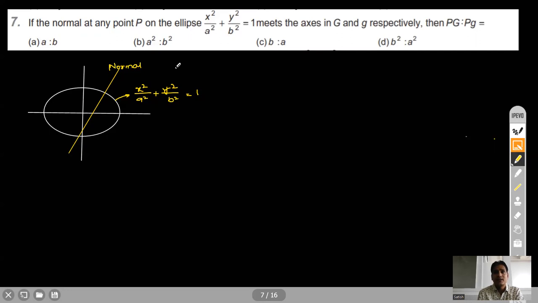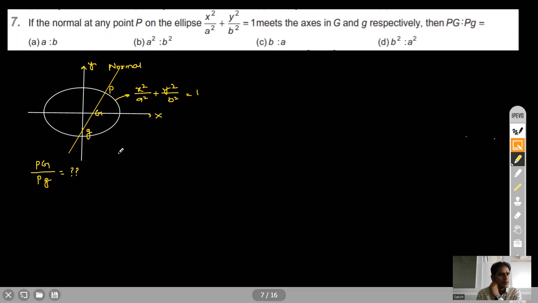Now this normal is meeting the x-axis. This is our x-axis and this is our y-axis. So this is meeting the x-axis in G. What does it mean? This point is G basically. Means the normal is cutting the x-axis at capital G, and it is intersecting our y-axis at small g, right? Then this is our point P. So we have to find the ratio of the distances PG upon Pg. We have to find the ratio of these distances.